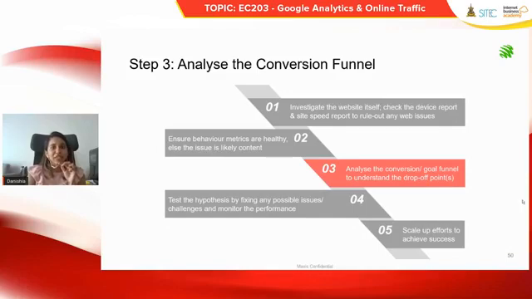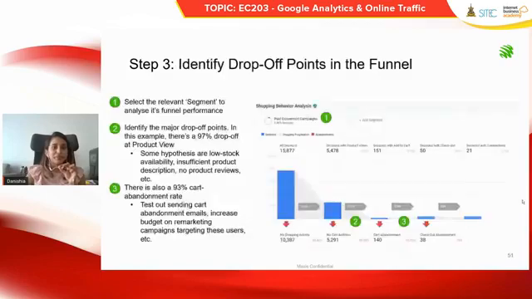Thirdly, we want to analyze our conversion funnel. When we look at our conversion and goal funnel, what we want to do is understand the drop-off points. So here we've got our shopping behavior report. What we want to do then is select a relevant segment to analyze its funnel performance. In this example, I've sliced this report based on only my paid conversion campaigns.